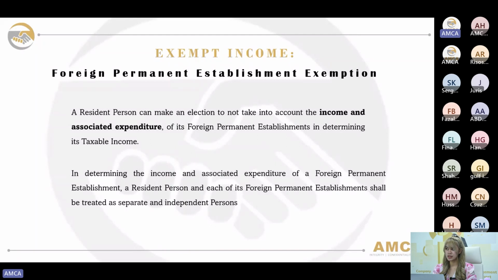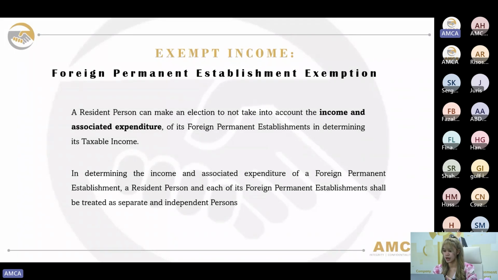Again, on these specific terms, the arm's length principle is to be applied when dealing or transacting between the resident person and its foreign permanent establishment. Such transactions include, for example, transfer of assets or transfer of liability. Aside from that, a limitation upon election is also there. For example, the foreign tax credit that would have been available cannot be availed anymore once you have made the foreign permanent establishment exemption. And an election for this exemption means that both the profits and losses of the foreign permanent establishment will not be taken into account.